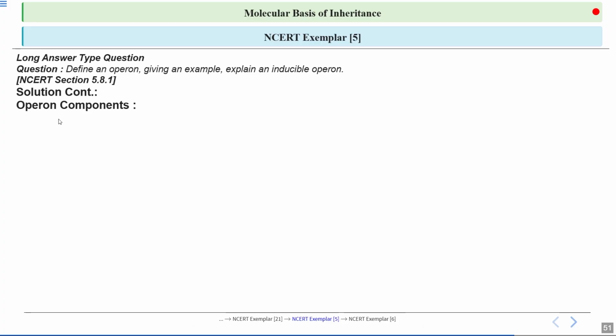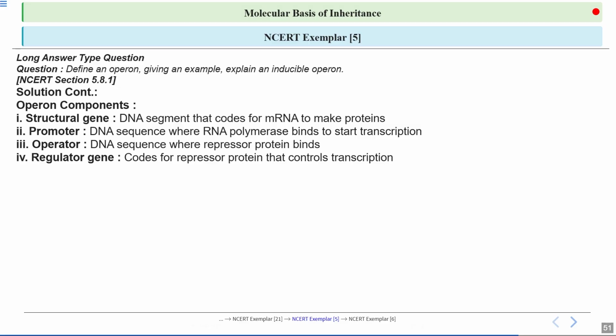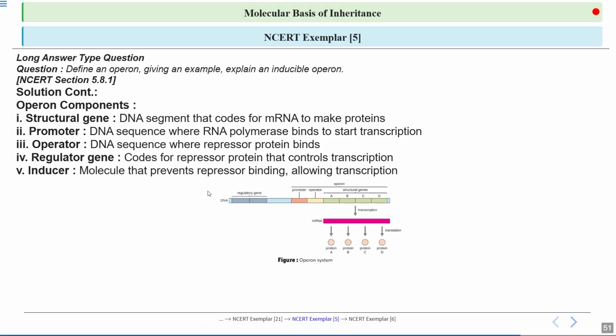Okay, so operon components: structural genes. These are the DNA segments that code for the messenger RNA, and then the messenger RNA will be translated into proteins. Then you have the promoter region where RNA polymerase will bind. The operator region is the DNA sequence where repressor proteins will bind. And then you have the regulatory gene which codes for these repressor proteins. This repressor protein will control the transcription. Then the inducer is a molecule that allows transcription by preventing the repressor from binding to the operator.